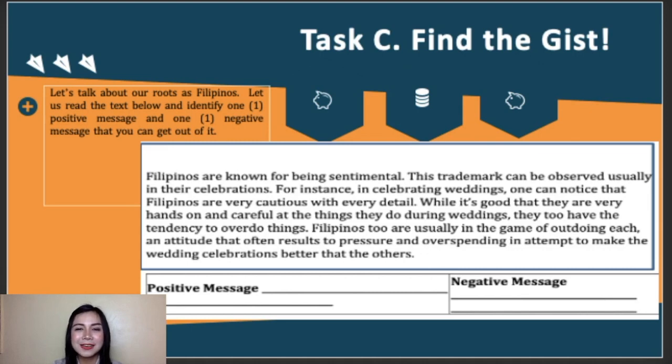Perfect! Please give a round of applause to Catherine. So your answer, Catherine, is Filipinos are known for being sentimental. It's great. Oh, Damon, you're raising your hand too. Can you please give one negative message, Damon? Perfect. Filipinos too are usually in the game of outdoing each other. You are all awesome. Thank you very much for participating.